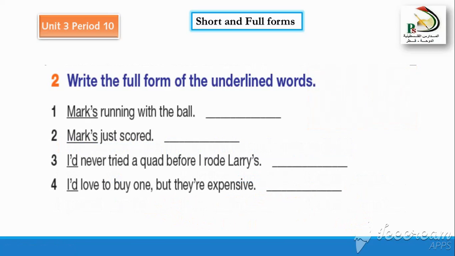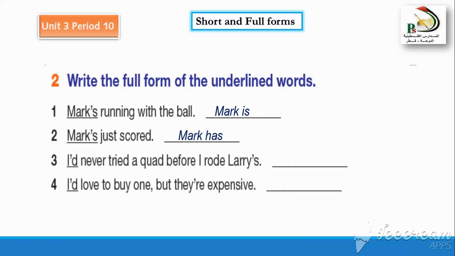Here we are supposed to note down the full forms. For the full forms, you have to focus on the verb which is following the short form. See, Mark's running. So is it Mark is or Mark has? Mark is, present continuous. But look at number 2. Mark's just scored. So Mark is, no, Mark has just scored.